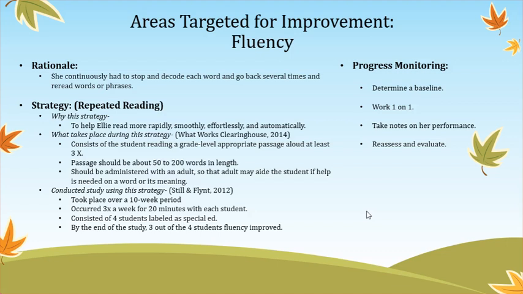So the study that I chose to back up my strategy took place over a 10-week period and occurred 3 times a week for 20 minutes with each student. It consisted of 4 students labeled as special ed, and by the end of the study, at least 3 out of the 4 students' fluency improved, which I find very effective. So a good way to progress monitor Ellie during this time would be to determine a baseline, work one-on-one with her, take notes on her performance each meeting, and reassess and evaluate her over a specified period of time.